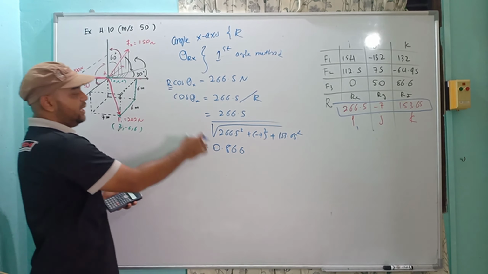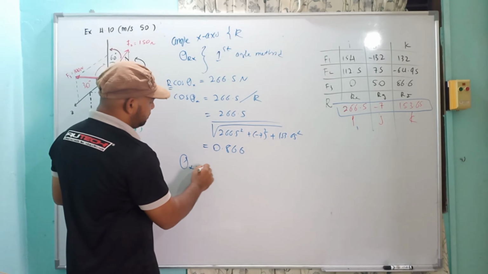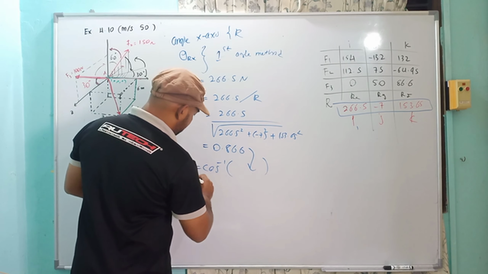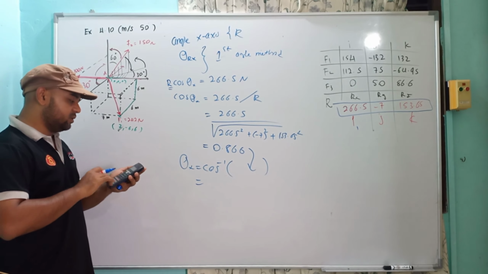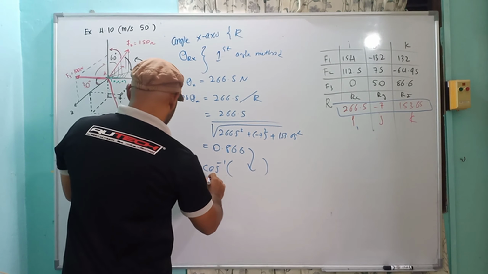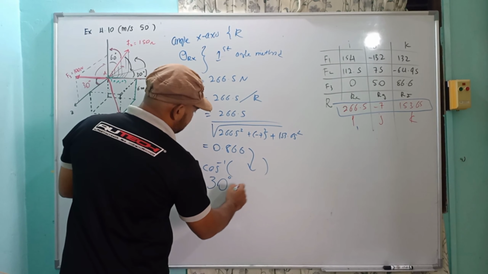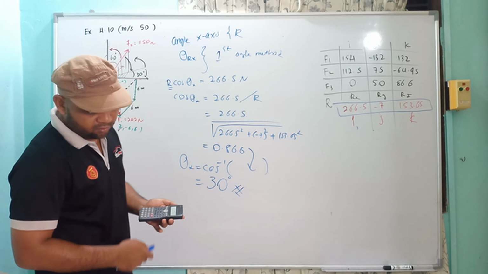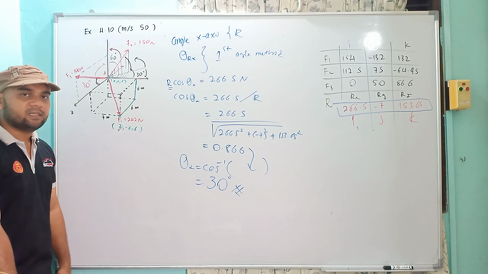So cos theta x equal to 0.866. Of course, theta x equal to cos minus 1 of this. So I put cos minus 1 of the answer, and we have 29.99. So this is 30 degrees. 29.99, so I put really 30 degrees.